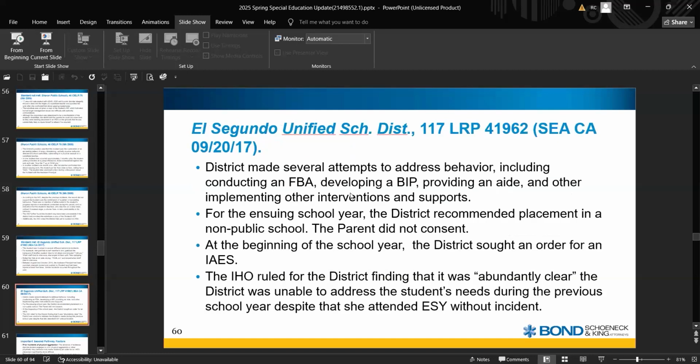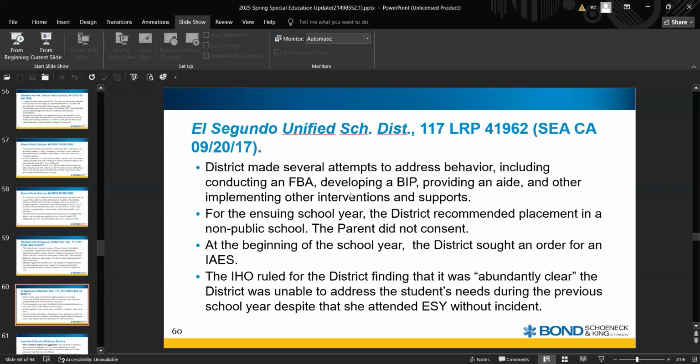In this case, the district had made several unsuccessful attempts to address behavior, including conducting an FBA, developing a BIP, providing an aide, and other supports. So what happened was, for the next year, the district recommended an outside placement. They finished that school year, and then in the next school year, they were recommending an outside placement. Parents refused it. So at the beginning of the school year, the district wanted to seek an order for placing that kid in an IAES.